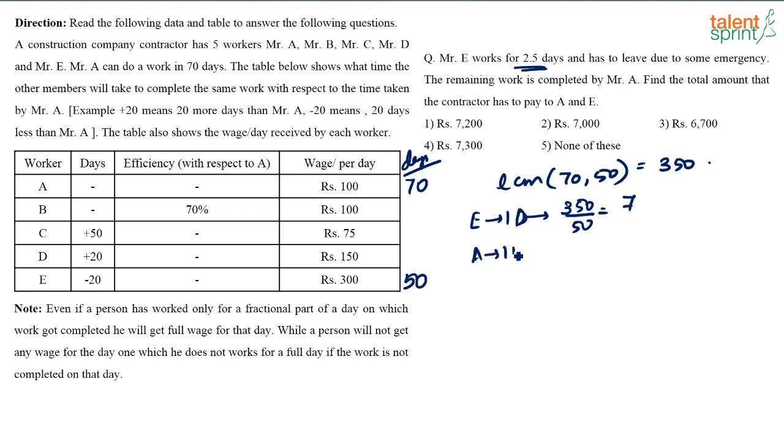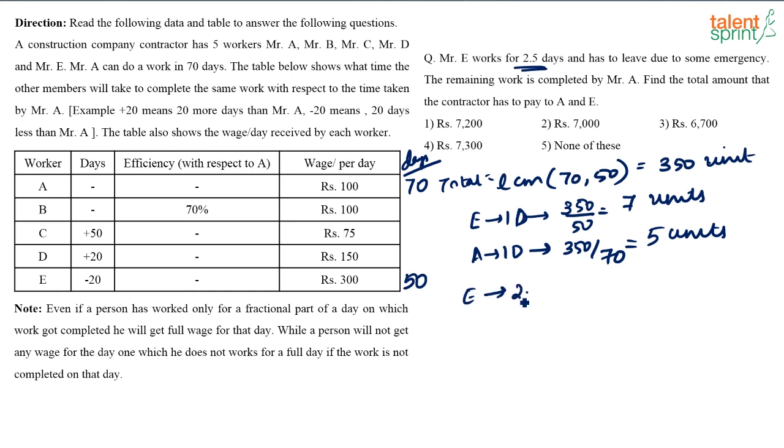A in one day, how many units of work will he do? 350 by 70. See, you need not write all this, I am just writing it so that it's clear to you. Okay. So 5 units of work in a day A will do. Total units of work to be completed is 350 units. Okay. Now E is working for 2.5 days. So in 2.5 days, how many units of work will E complete? In 2.5 days, E will complete 7 into 2.5, that is 17.5 units of work E will complete.